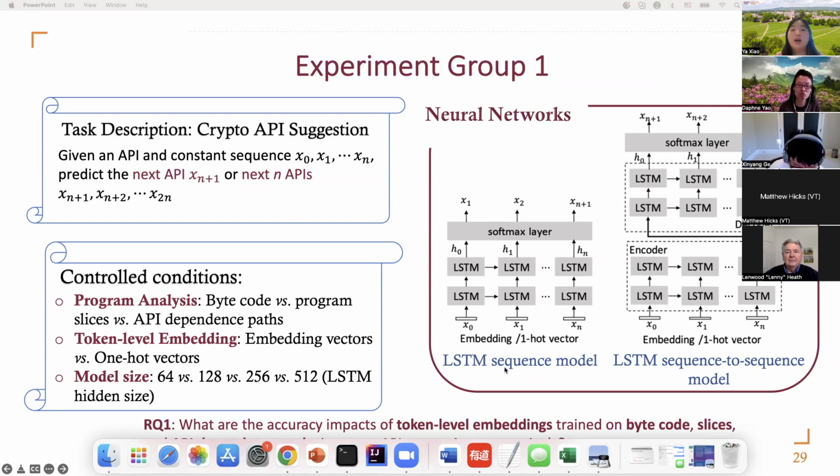We train the LSTM sequence model and LSTM sequence to sequence model to suggest the next API method or the next N API methods, respectively. The neural networks are trained under different conditions for comparison, including different program analysis choices, whether using embedding or not, and different model sizes.